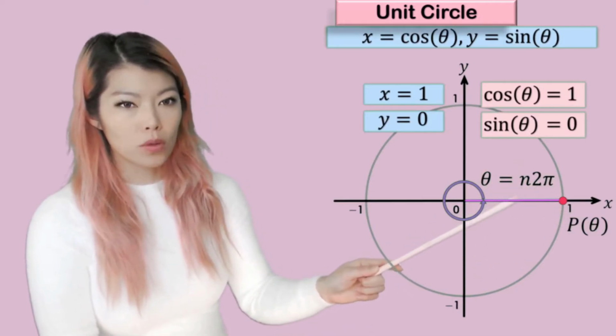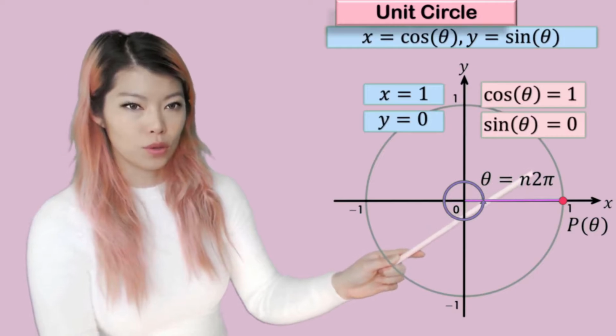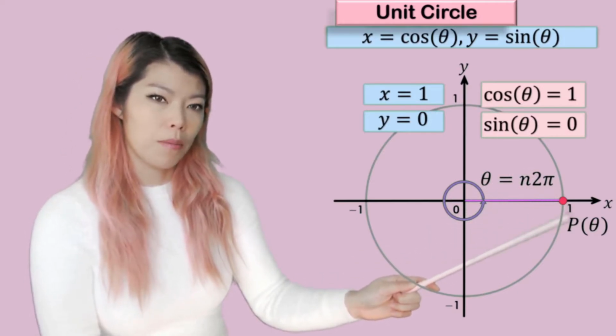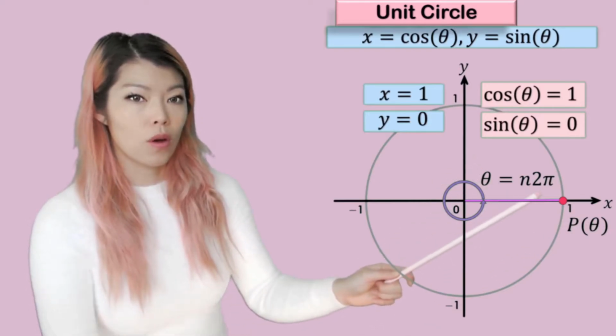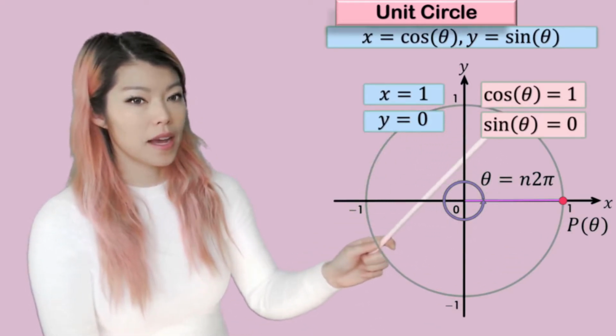So as long as it's a multiple, so n is a natural number, of 2 pi, we always end up at that point. So whenever you see a multiple of 2 pi, you will always have cos is 1 and sin is 0.